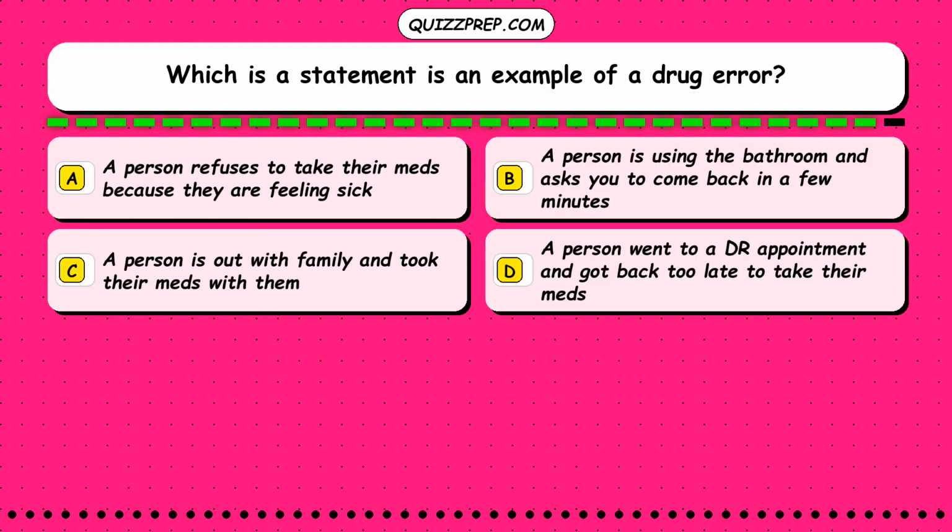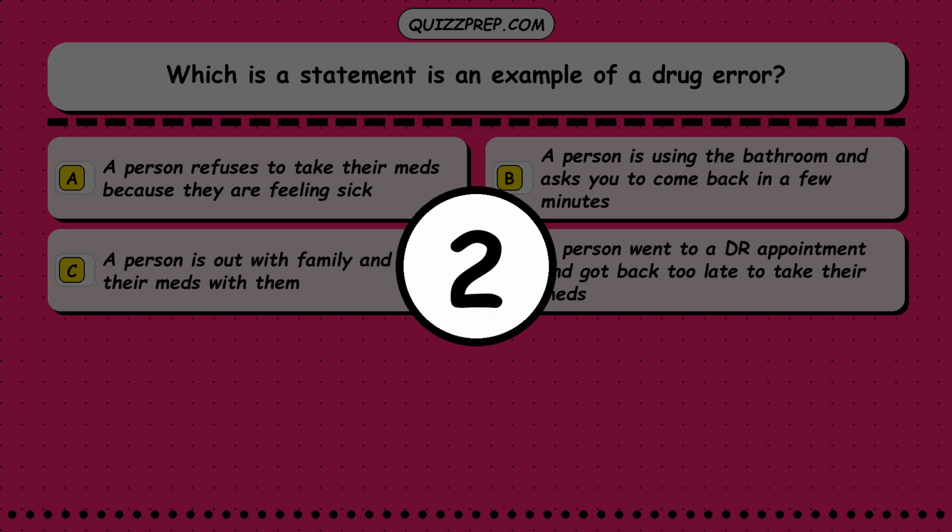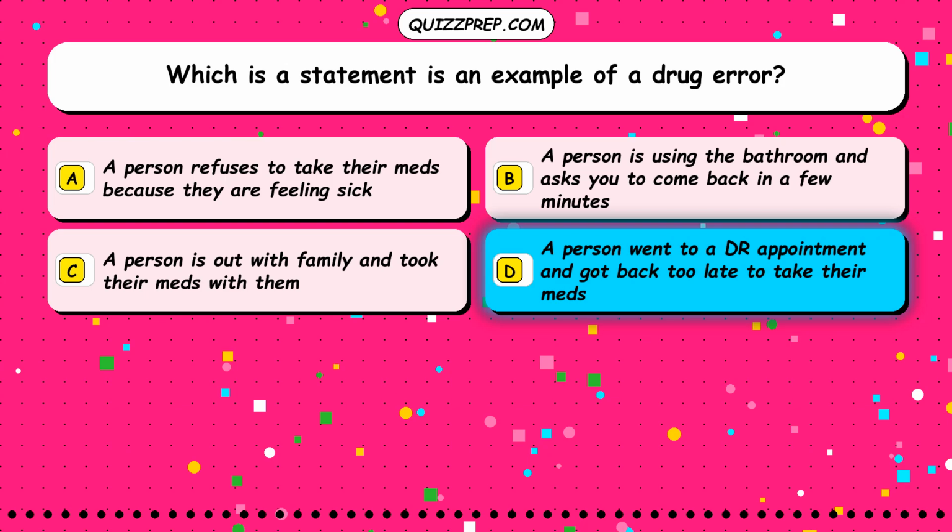Question 218. Which statement is an example of a drug error? Option A, a person refuses to take their meds because they are feeling sick. Option B, a person is using the bathroom and asks you to come back in a few minutes. Option C, a person is out with family and took their meds with them. Option D, a person went to a DR appointment and got back too late to take their meds. The correct answer is option D. A person went to a DR appointment and got back too late to take their meds.